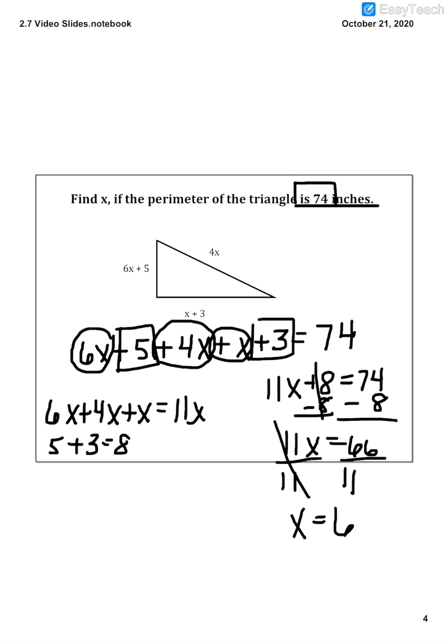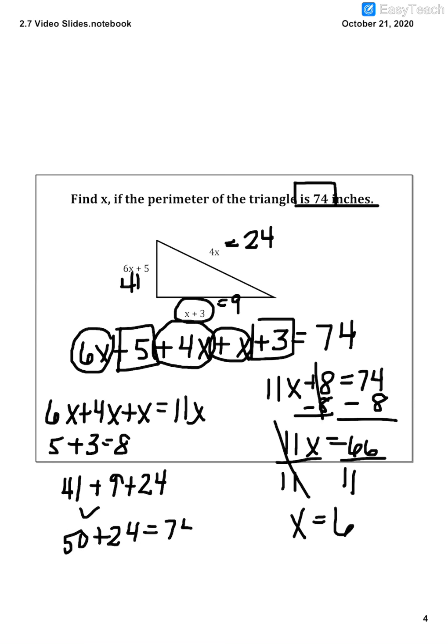So I know that if I substitute in 6 for x, 6 plus 3 is 9. 4 times 6 is 24. And 6 times 6 is 36. Plus 5 is 41. And if I add these together, 41 plus 9 plus 24, I get 50 plus 24, which equals 74. And 74 is equal to 74, because that's what my original equation had to equal, so I know my answer is correct.